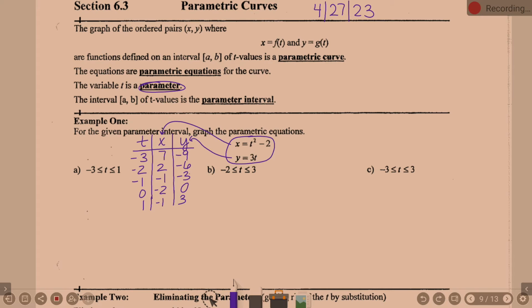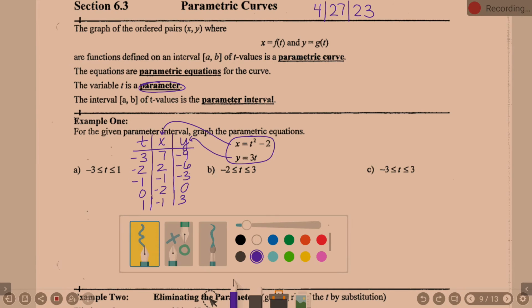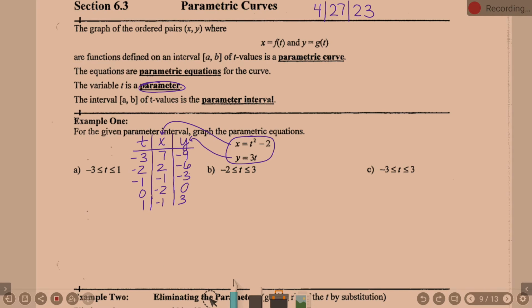We were asked to graph this. So we are specifically graphing the xy values here. Okay, so you're not going to physically see the t values on your graph. You're just graphing the xy's. And xy's are just ordered pairs, yes?